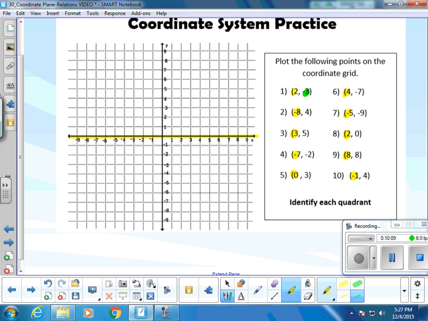The second number, oh, that's really dark. Let me see if there's another color we can use. Let's use blue so I can see it. Okay, the second number we'll call our y, or the range, and we're going to color those blue. This is just going to help us so we don't get confused when we go to label our points.